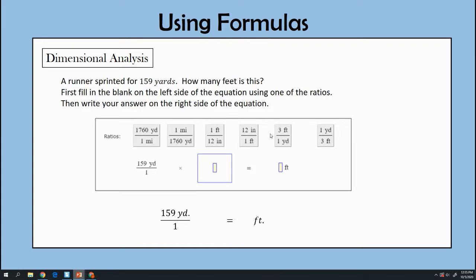So if I go up here, okay, I got 3 feet equals 1 yard, correct? So 3 feet equals 1 yard. So this ratio of 3 feet to 1 yard is equal to 1. So I'm multiplying this by 1. So it's going to be equal on this side. The yards are going to cancel. And 3 times 159 is 477. So there's 477 feet in 159 yards. Okay, this is just the thought process here.